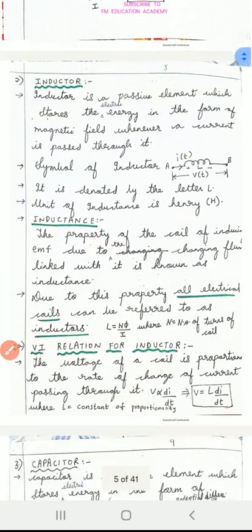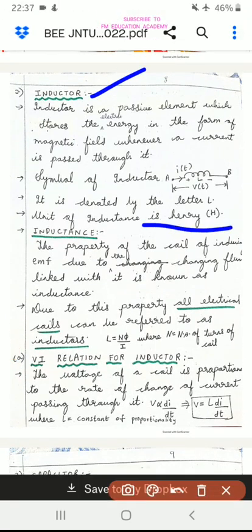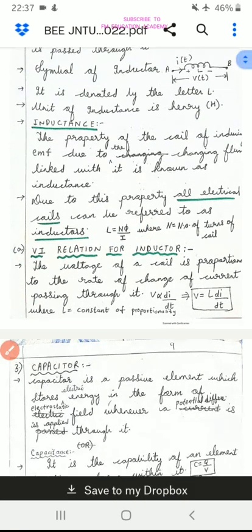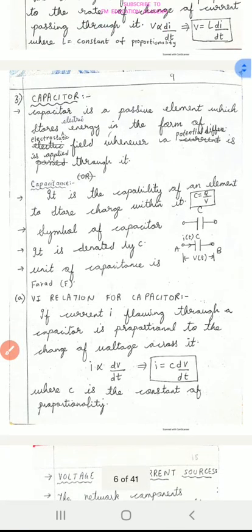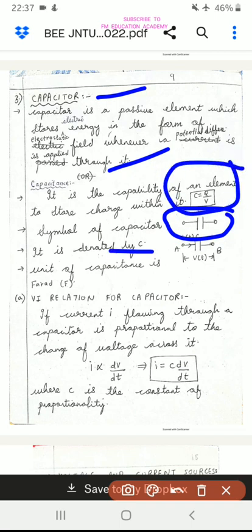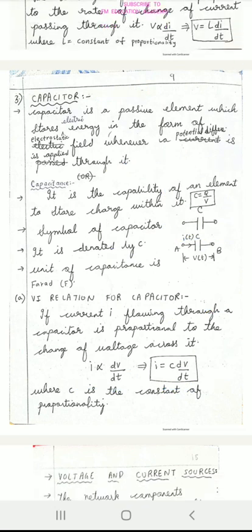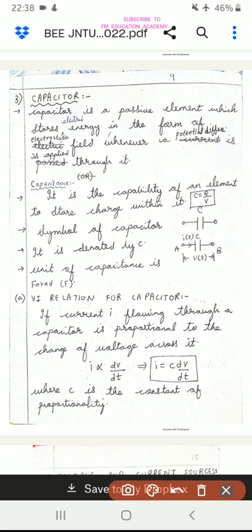Then similarly for the inductor, you will write what is an inductor, till here, and then you write the VI relation for the inductor and the formula of inductance. Next, the capacitor is also a passive element, so we'll write the definition of the capacitor, the symbol of the capacitor, the formula of the capacitor, the unit of the capacitor. Then we'll write the VI relation for the capacitor. If you have time, I suggest you write capacitance also, but if you don't have time, no need to waste time on writing the definition of capacitance.